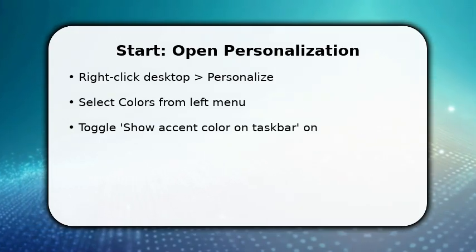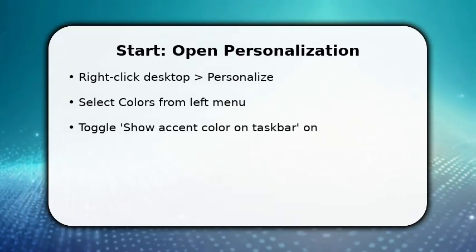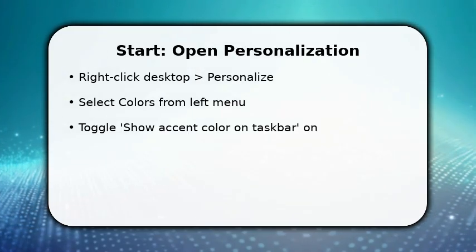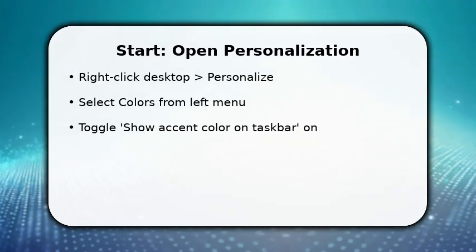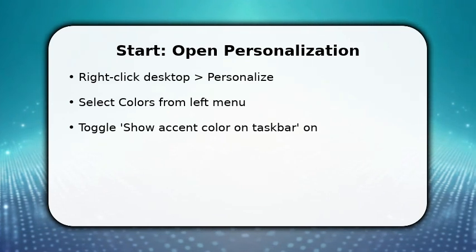Turn on Show Accent Color on Start and Taskbar. This applies the chosen color. Once done, the taskbar becomes live with the hue you selected, so you can preview immediately. Now refine how the color appears by selecting an overall mode.